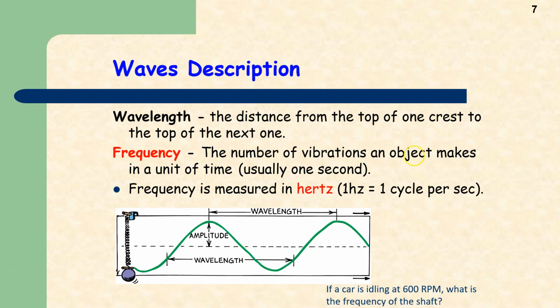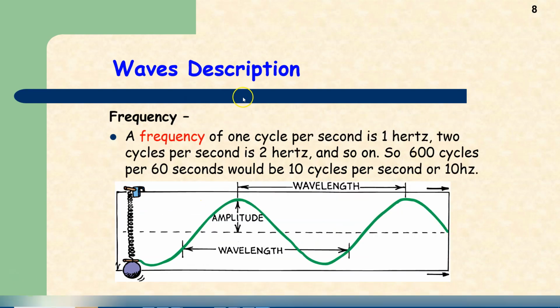So what does RPM mean? If a car is idling at 600 RPM, what is the frequency of the shaft? RPM stands for rotations per minute. So a frequency of 1 cycle per second is 1 hertz, 2 cycles per second is 2 hertz, and so on. So 600 cycles per 60 seconds, that's 1 minute, would be 10 cycles per second, or 10 hertz.